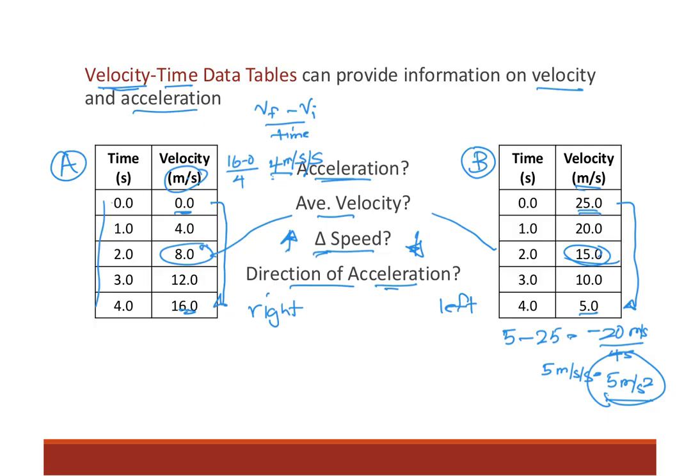And the direction of the velocity is positive for table A and negative for table B. So we can also write positive and negative over here. The acceleration and velocity are moving in the same direction when an object is speeding up, and in opposite directions when an object is slowing down.